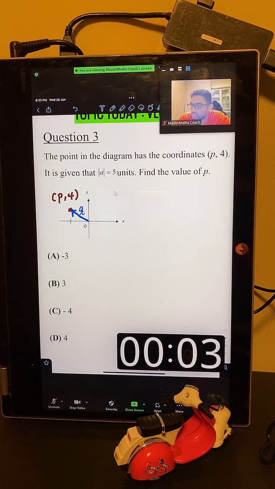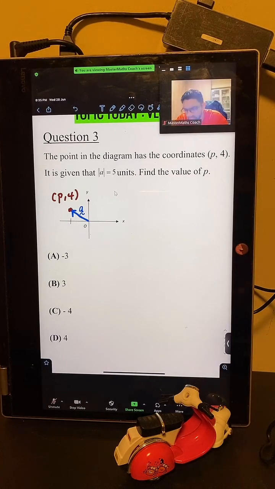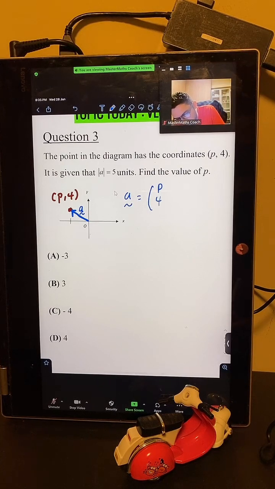Alright, so we have a vectors question here. What's the answer for this particular question for the point P? Now, in order to do this well, there are two methods available. You can either use Pythagoras' theorem, or you can use the formula for magnitude of vectors. So since we have the vector A, which is P and 4, again, if you start from the origin, guys, earlier on we discussed this.